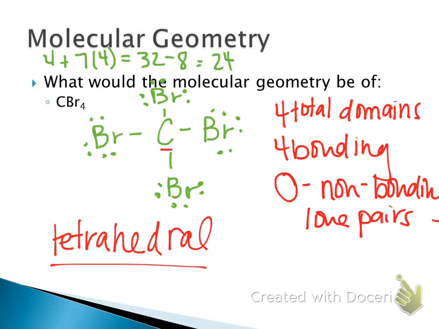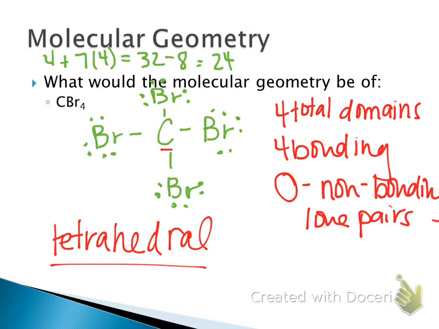Tetrahedral. Okay, this is a super common molecular geometry. For pretty much anything that has 4 different atoms bonded to it and no lone pairs, we've got a tetrahedral atom. Okay, and so this tetrahedral is kind of a pyramid shape on the bottom and 1 atom sticking up on the top.